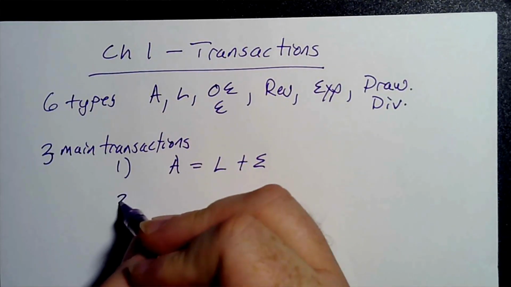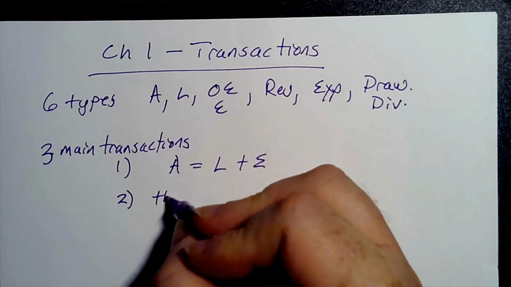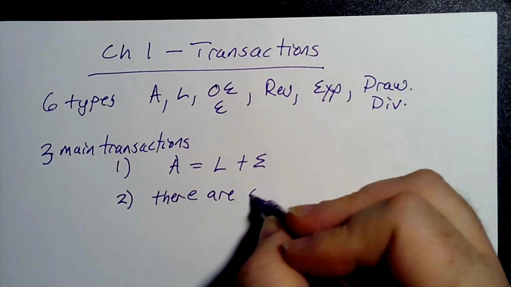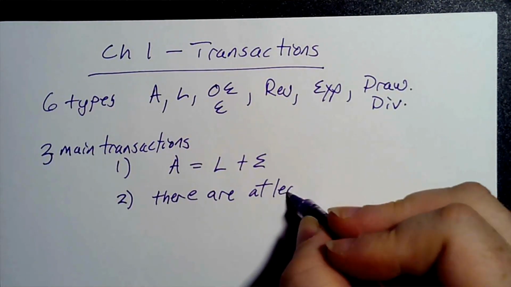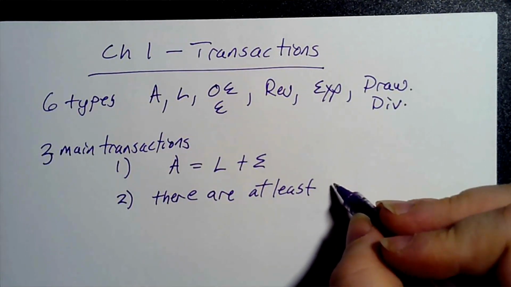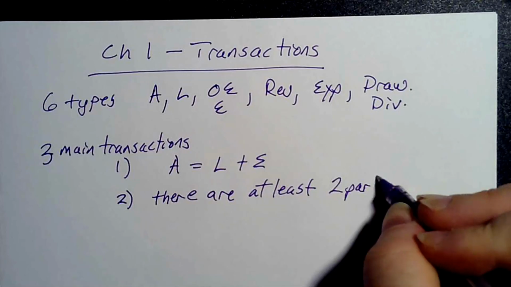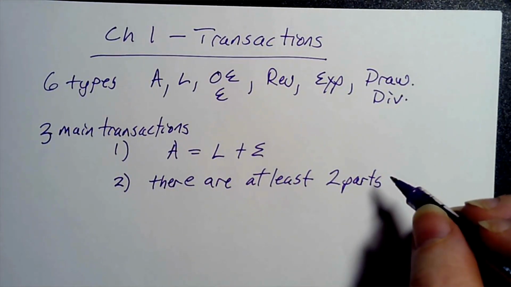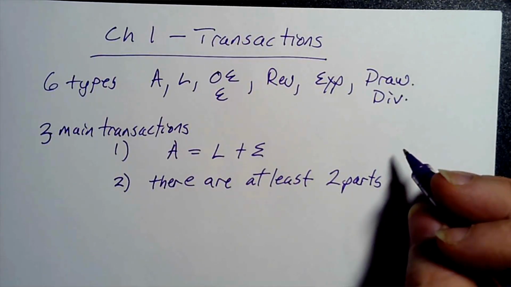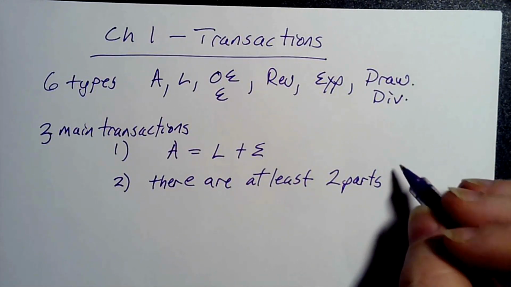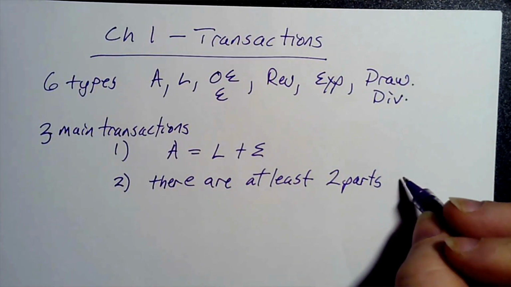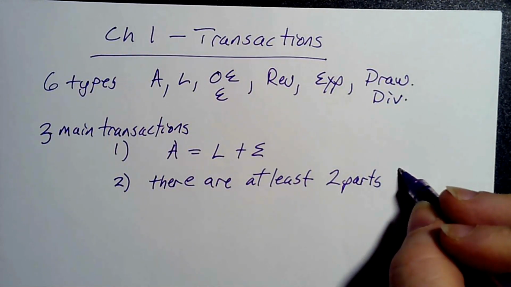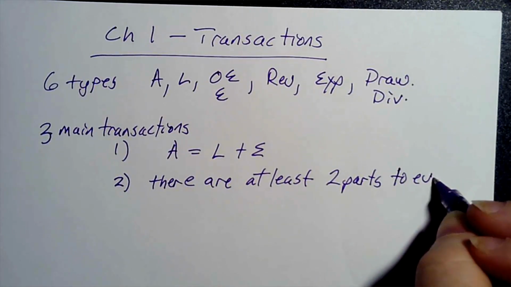The second thing is there are at least 2 parts to every transaction. And this is one of the things that you need to start training yourself on, to think about what the 2 parts are. There's always a give and a take, and we'll do a bunch of different examples, so don't worry. There are always at least two parts to every transaction.